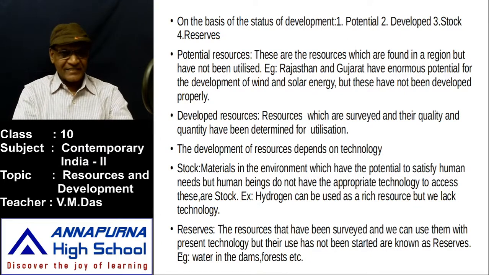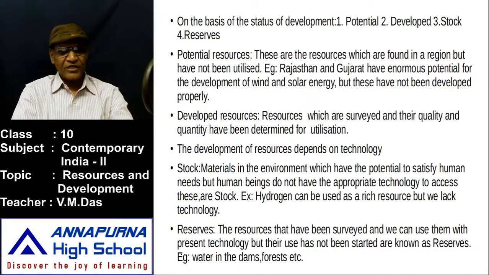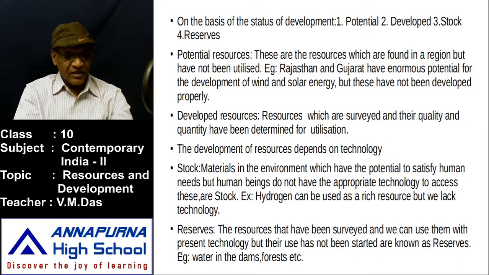Materials in the environment which have the potential to satisfy human needs, but human beings do not have the appropriate technology to access, are called stock. For example, hydrogen and oxygen in water can be used as a rich resource, but unfortunately, due to lack of technology, we are unable to use them. We have a lot of stock, but due to lack of technology we are unable to use it. That is the stock.